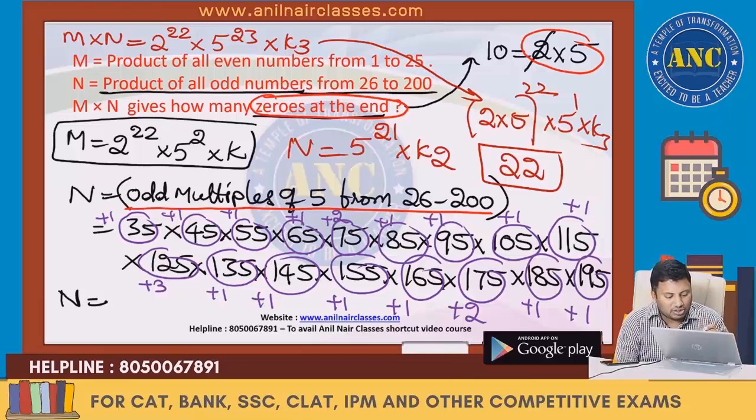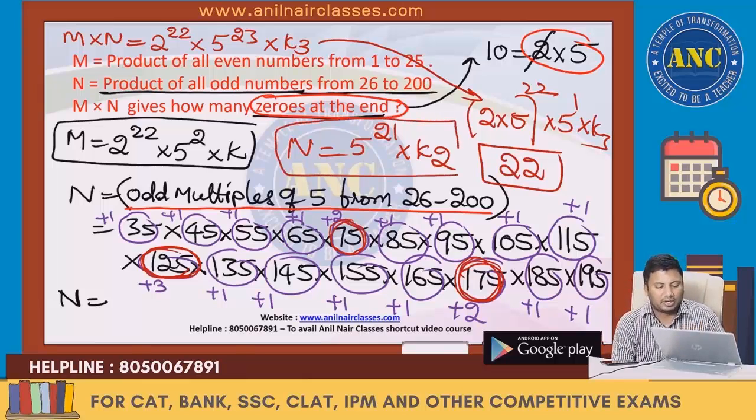Why did we write plus 2 here? It is 25 into 3. Here it is 5 cube, it is plus 3. Here it is 25 into 7. 1, 2, 3, 5, 6, like that if I add, I get 5 power 21 into K2. Very, very good question, which proves that the number of zeros at the end is the highest power of 5 only for factorial. If the question changes, it could be the highest power of 2 also.